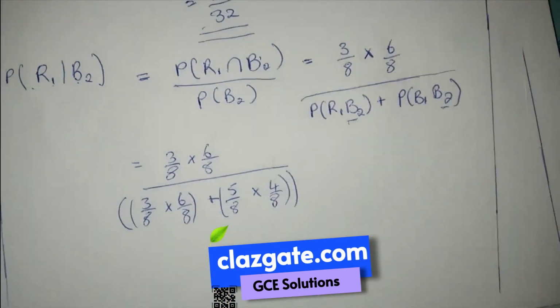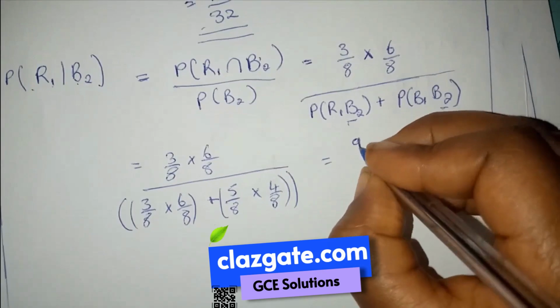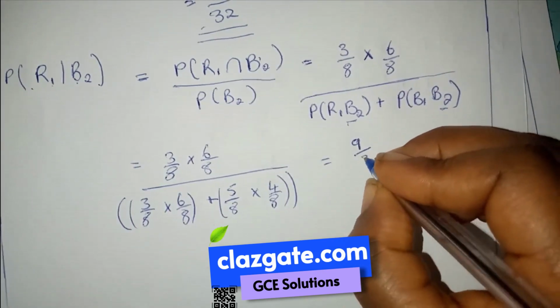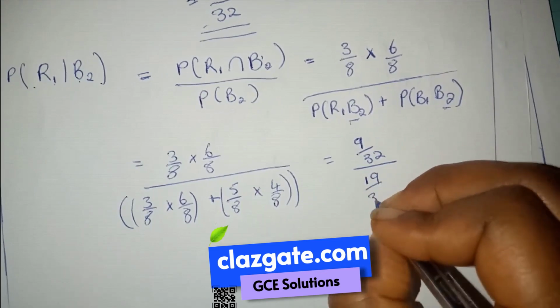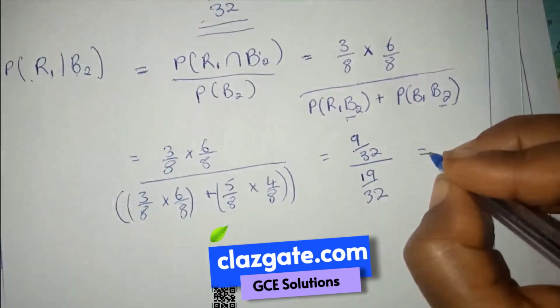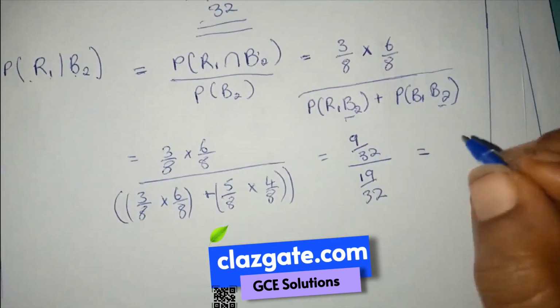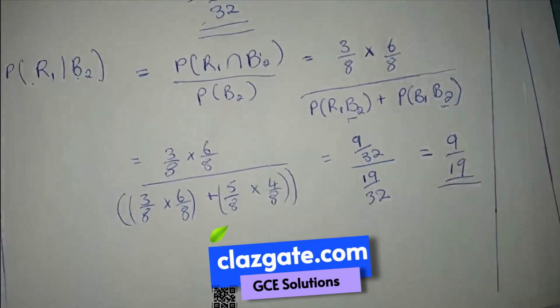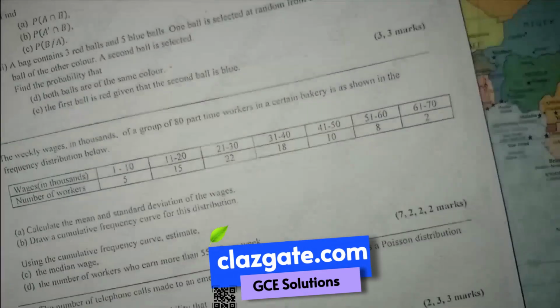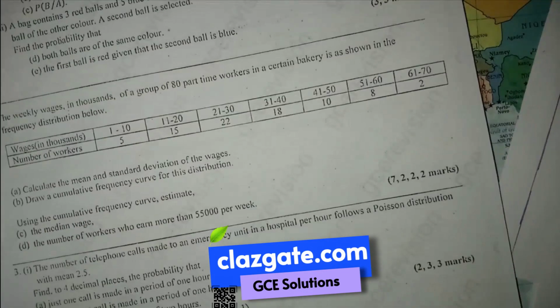Don't forget that we're using board math. Our numerator will be 9 on 32 and our denominator will be 19 on 32. And all of these, what does it give? The 32 cancels out, so we have 9 on 19. Good. So I've done part E. So we're done with question 1. Can I put question 2?